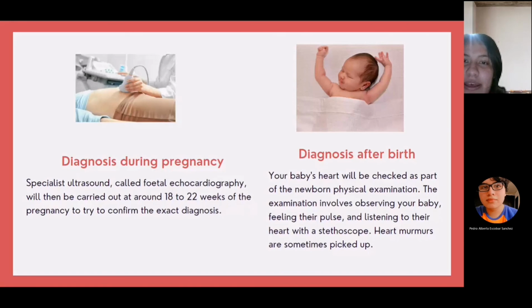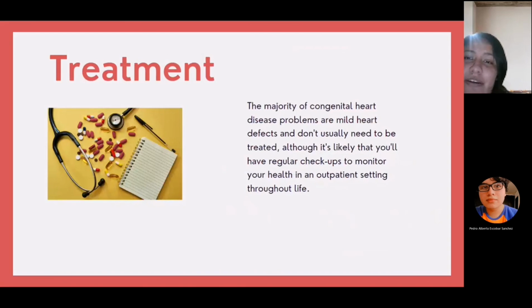And the treatment. The majority of congenital heart disease problems are mild heart defects and don't usually need to be treated, although it's likely that you will have regular checkups to monitor your health in an outpatient setting throughout life. Thank you.